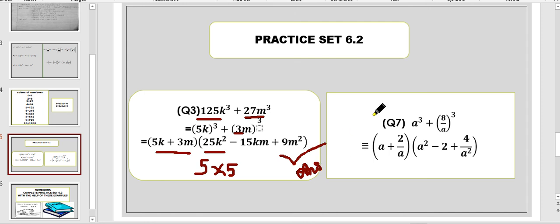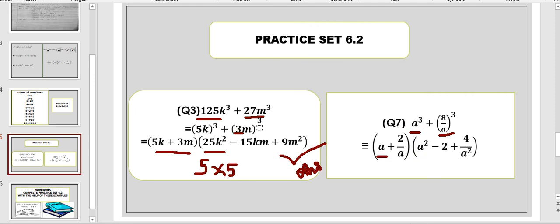And come to question number 7. This is one of the questions represented as a fractional number in the question. So this will be a cube plus 8 by a cube, the whole cube. What happens here? a will be there plus 2 by a. How 2 by a? Because 2 cube is equal to 8. 8 is the cube of the number 2, right? 2 by a will be there, and the small bracket will start to open.